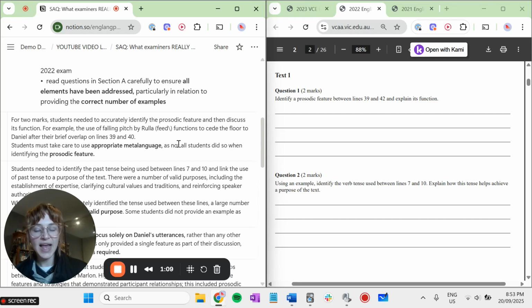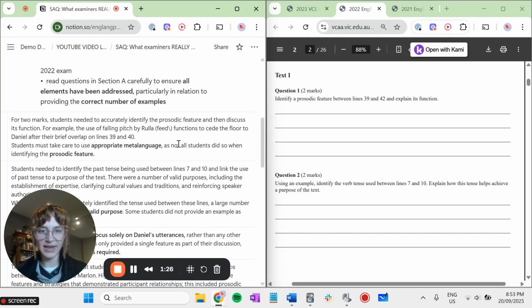First of all, in the 2022 exam report, I've collated some of the key things for short answer questions. One thing in particular that they emphasized at the top of the examiner's report for the entire exam was that students need to read questions in Section A carefully to ensure all elements have been addressed, particularly in relation to providing the correct number of examples.